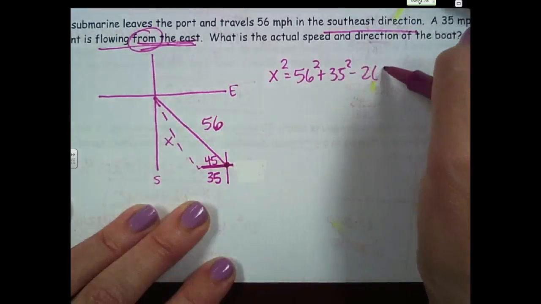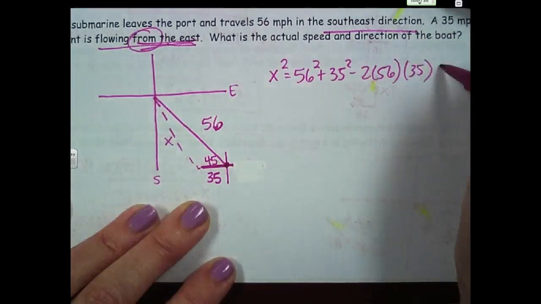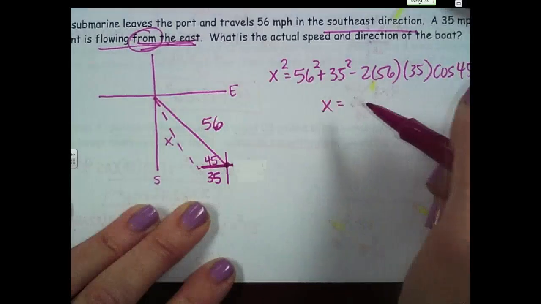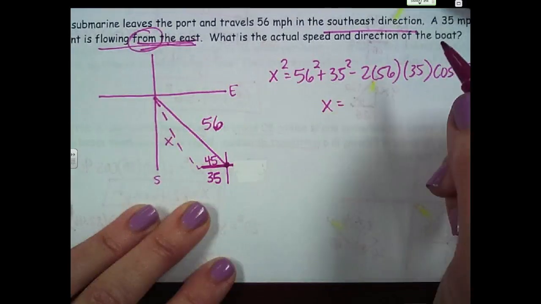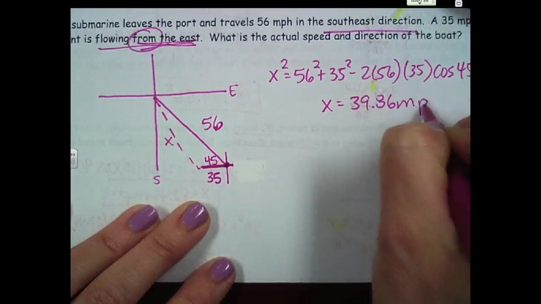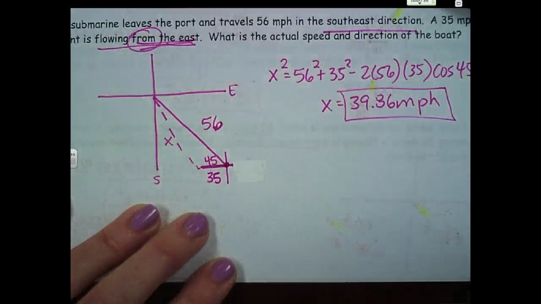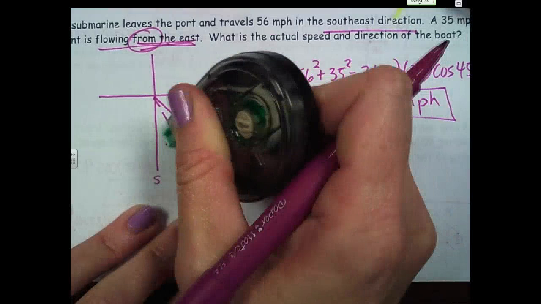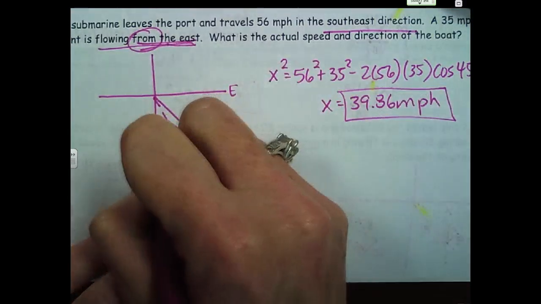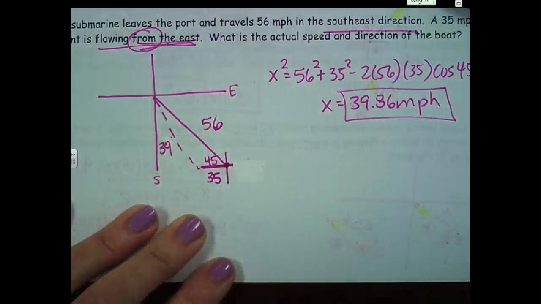You can check your work here. And X ended up equaling 39.86. So this is 39. Your next step is to find the angle.